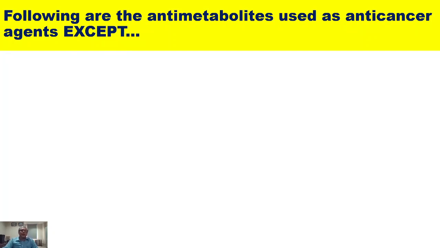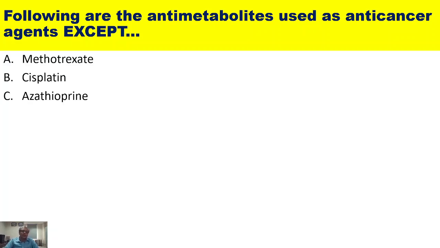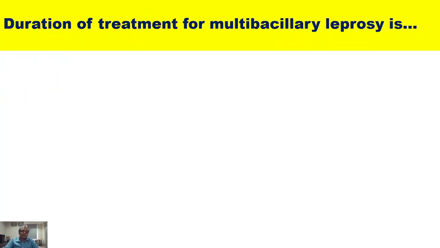Following are the antimetabolites used as anti-cancer agents except... Now antimetabolites are one of the important drug groups. They are either folate antagonists, purine antagonists or pyrimidine antagonists. Methotrexate is a folate antagonist. Azathioprine and 6-mercaptopurine are also purine antagonists, but cisplatin is a platinum compound, not an antimetabolite, so the answer is cisplatin.